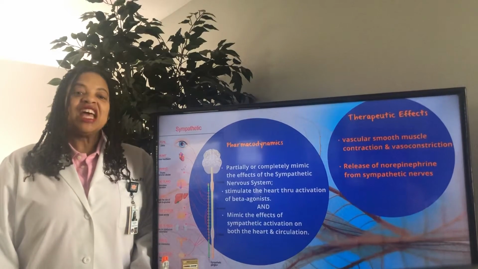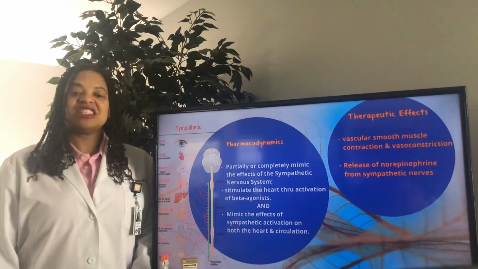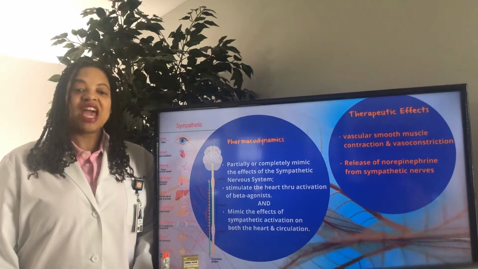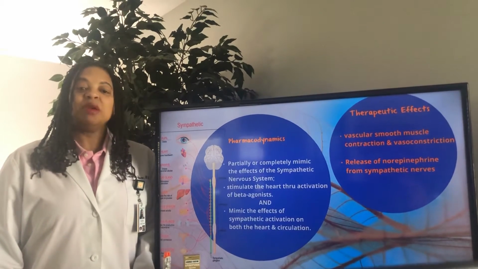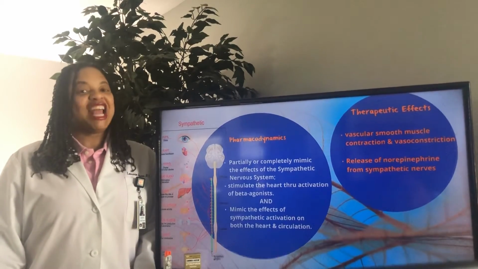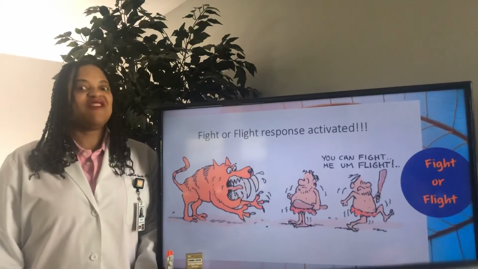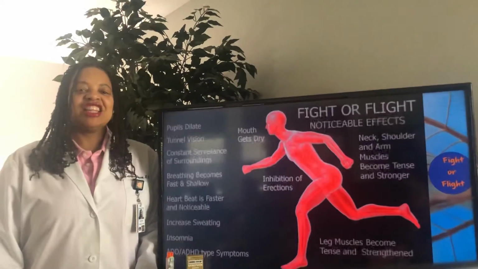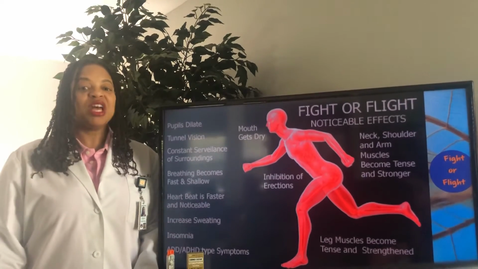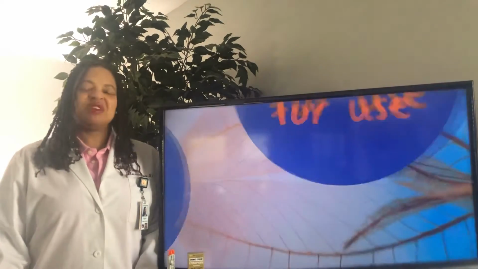The therapeutic effects include vascular smooth muscle contraction and vasoconstriction, and release of norepinephrine from sympathetic nerves. These medications partially or completely mimic the effects of the sympathetic nervous system, which means they're stimulating the heart through activation of beta agonists and mimicking the effects of sympathetic activation by both the heart and circulation. This is also seen in the fight or flight action. This is when we see something and we either stand and fight or we run because our muscles become tense and strengthened and our heart rate is faster from the danger.